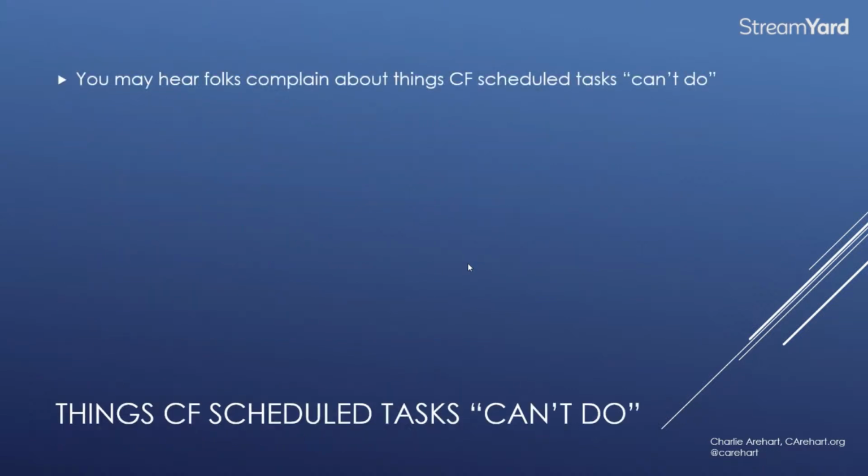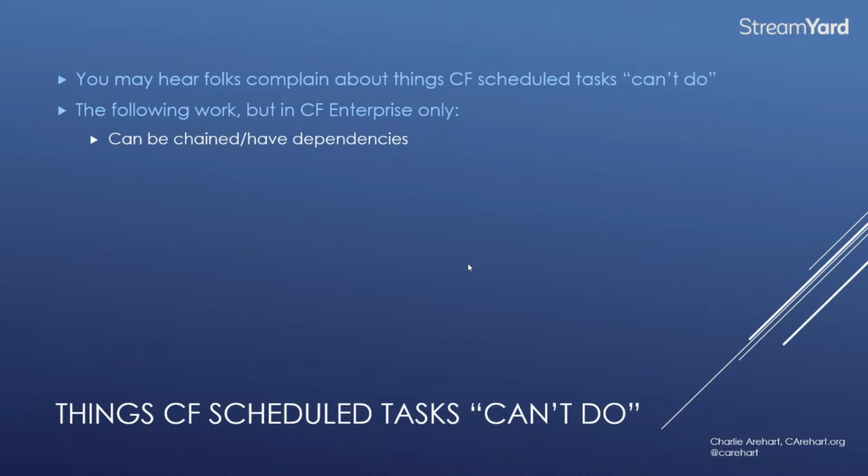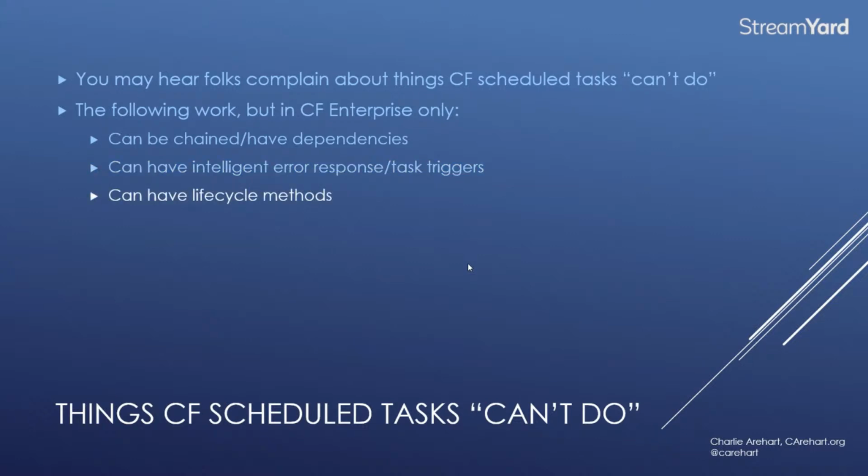So let's talk about those things that sometimes people say scheduled tasks can't do. These do work, but only in enterprise. So in enterprise, they can be chained. I skipped over that when I showed you the screen, but there's a notion of chaining and having dependencies from one task to another. There's a notion of having an intelligent response to errors in tasks or triggering one task based on another. There's lifecycle methods. Again, I'll leave you to learn more about this later.